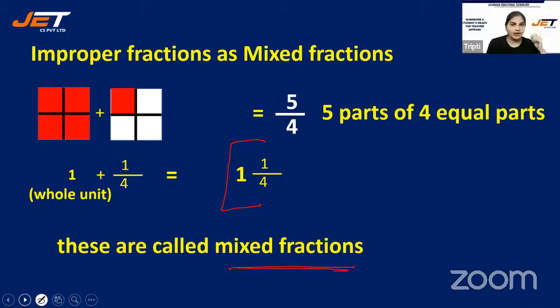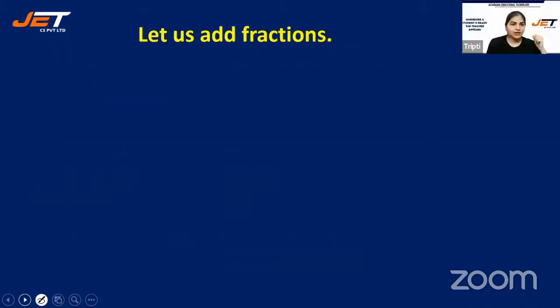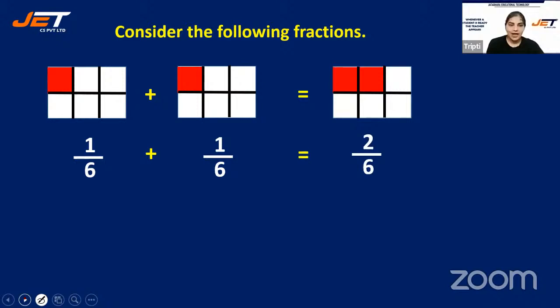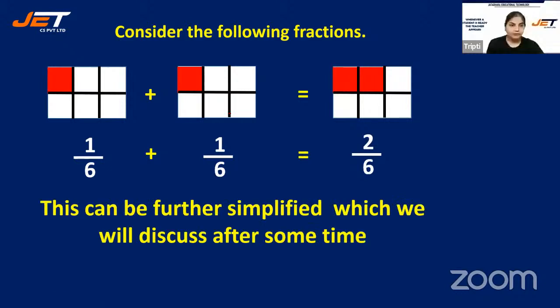right? Now let's add the following fractions. Consider the following fraction, 1 by 6 plus 1 by 6. What will be the answer? What do you think? The answer is 2 by 6. This can be further simplified, which we are going to discuss after some time. Now, 2 by 6, remember, dear children, whenever you add fractions, you don't add the denominators. You just add the numerator. Denominators are not added. Okay? Denominators are not added. Only the numerators are added.